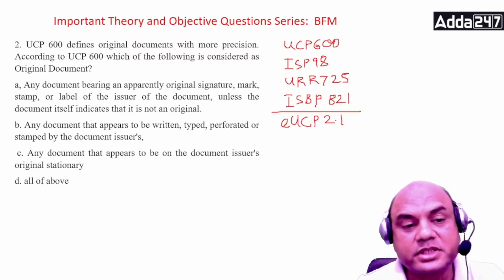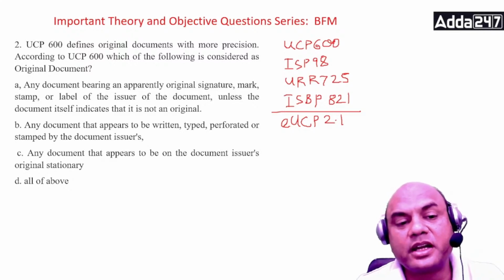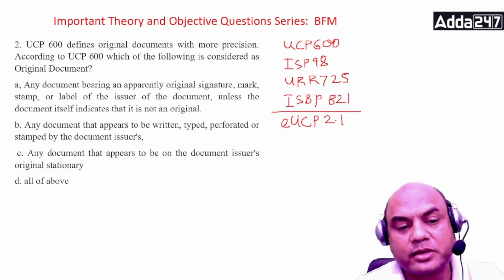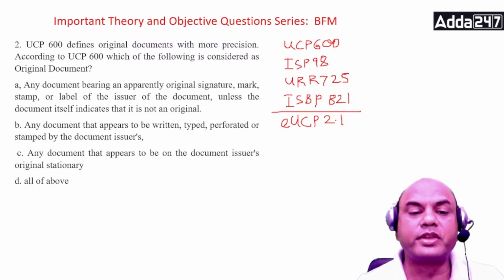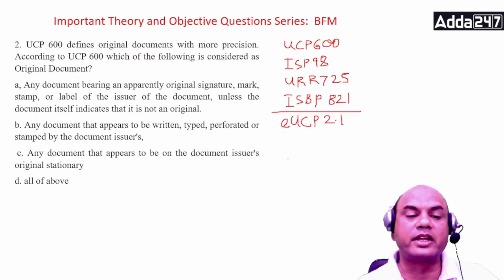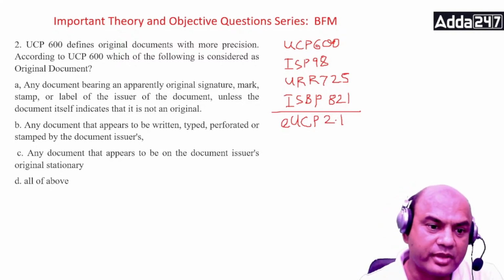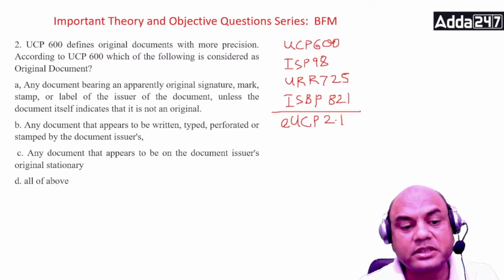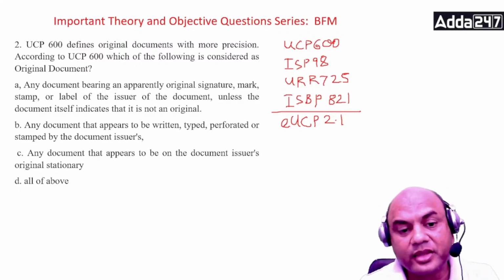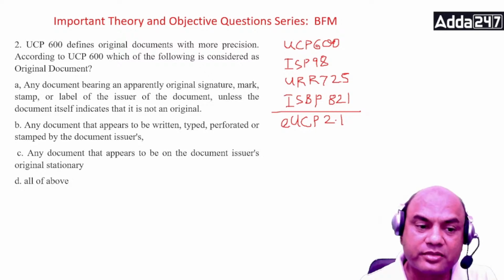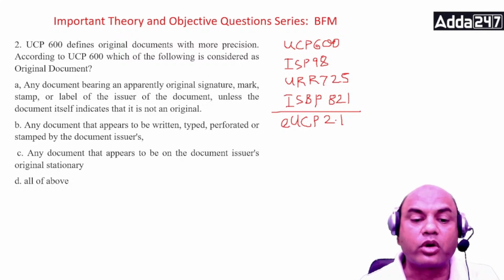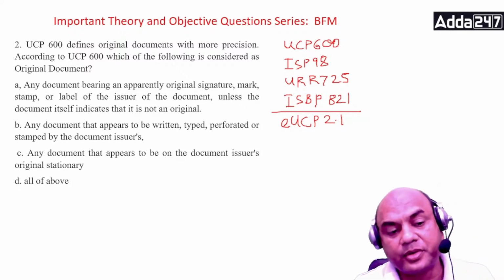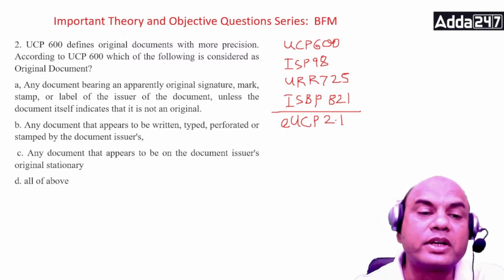So now let's come to the question. UCP 600 defines documents as original. So which one is original? Any document bearing an apparently original signature, mark, stamp or label of the issuer of the document, unless the document itself indicates it is not original. Any document that appears to be written, typed, perforated, stamped by the document's issuer. Suppose if I write something, is it original? Any document that appears to be on the document issuer's original stationery. And all of the above. So which document will you consider as original?